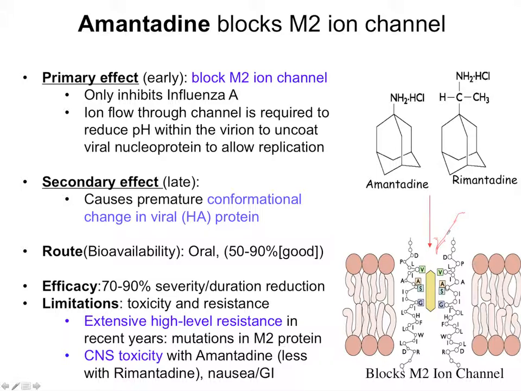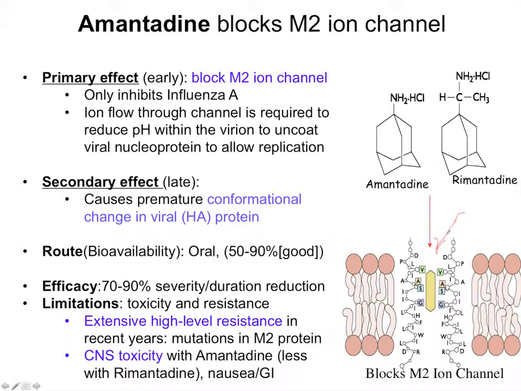It also has a secondary effect, as we mentioned before, which we call a late stage effect, which impacts at the level of the Golgi apparatus and causes a conformational change in the production of viral hemagglutinin protein. When you have altered hemagglutinin protein, you can no longer have viral entry, and that disrupts the viral infectious process.